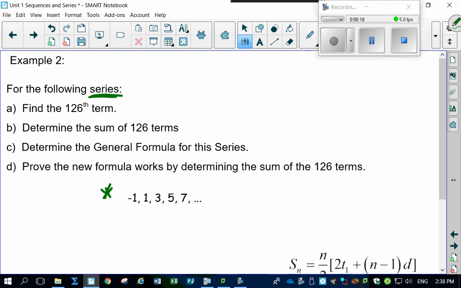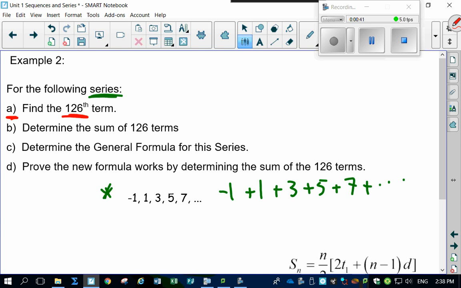That's a sequence. Let's turn it into a series by going -1, +1, +3, +5, +7, plus, and it goes on forever, because now we see that this, in fact, becomes an infinite series. It goes on forever. Well, it says first, let's find the 126th term.